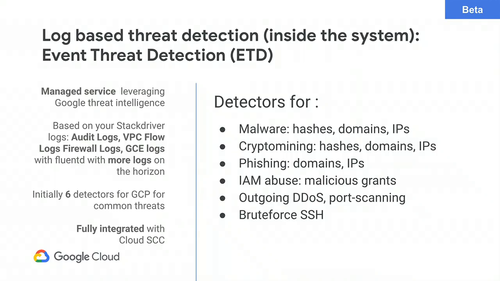It leverages our existing Google Threat Intelligence that we use to protect Google, based on a combination of audit logs, VPC flow logs, firewall logs, GCE logs, based on Fluentd. It can take logs from either GCP or, using the Fluentd agent, any hybrid or all other cloud set of logs that are based on the Fluentd provider. And then moving forward, the goal for ETD is not just to be centered on Google logs, but any logs you can provide that we can integrate in and apply detectors.